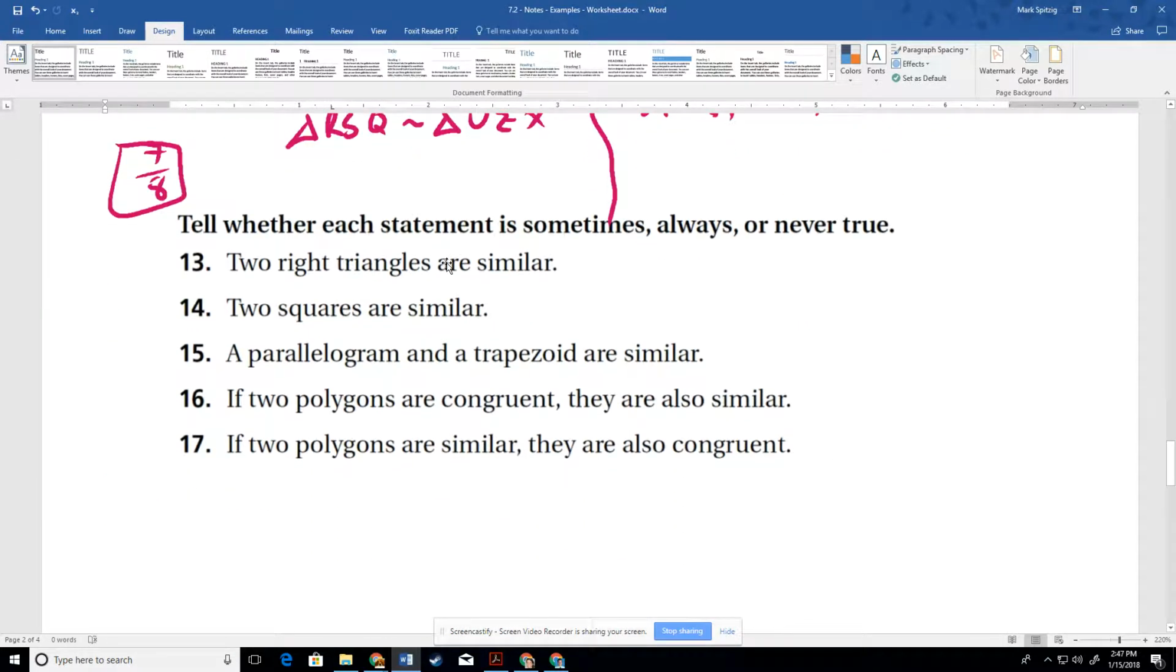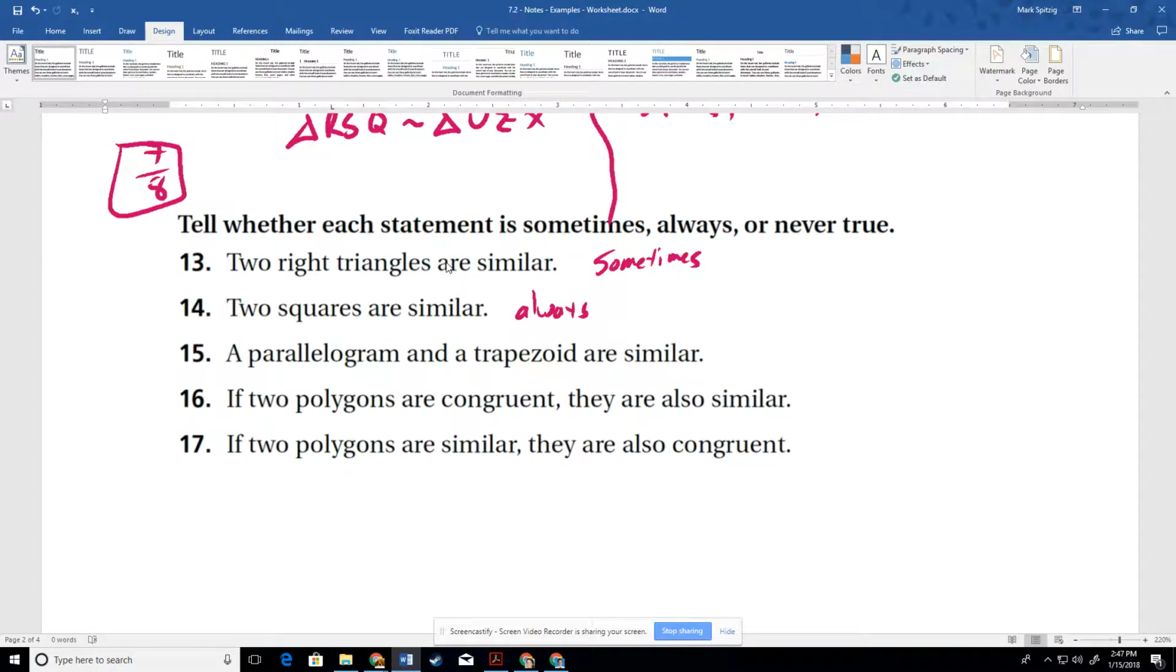All right. Each statement is sometimes, always, or never true. Two right triangles are similar. That would be sometimes. They can be. They only have one angle exactly that is going to be congruent, so we don't know for certain. These I think will be a little bit easier to do once we do the later sections. Two squares are similar. That is always.